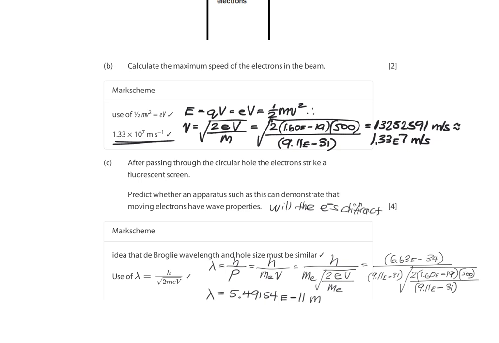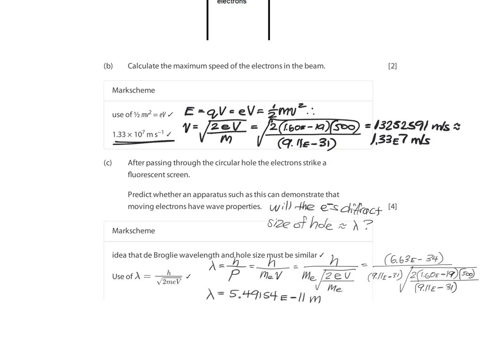And they'll only diffract if the size of the hole is close to the de Broglie wavelength of the electrons. So we had to figure out the de Broglie wavelength of the electrons. I know that the de Broglie wavelength is h over p, p is mv, and v, the speed, we just got in B. It's the square root of 2 times the charge times the voltage divided by the mass. I could probably simplify this expression, but I'm just going to throw the numbers in and see what I get.